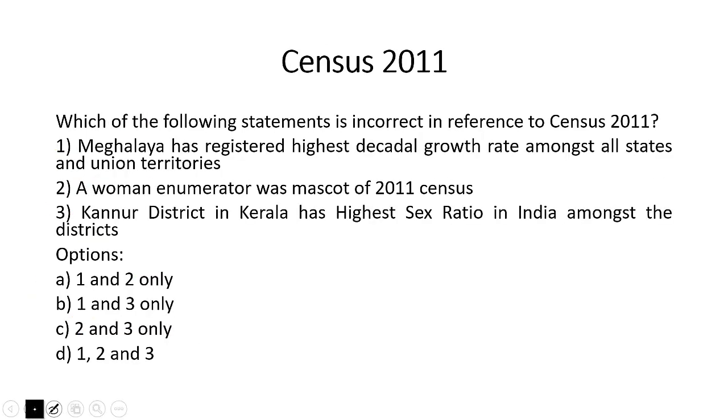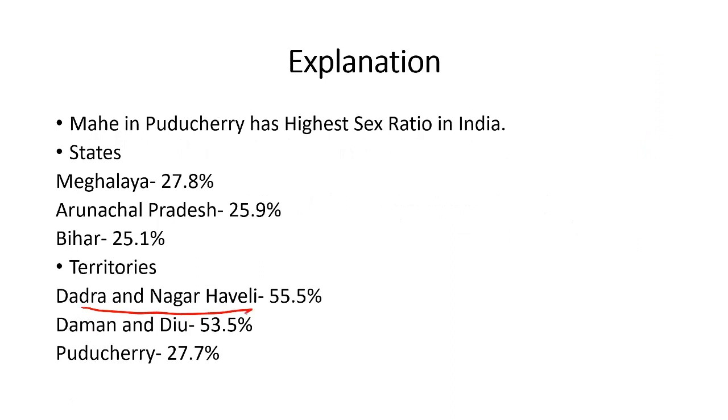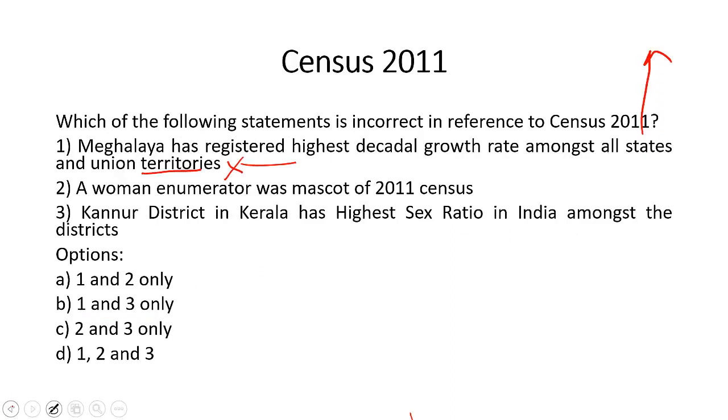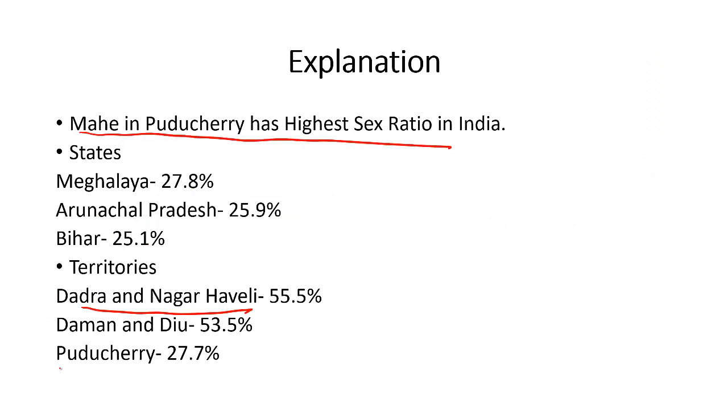Census 2011 question, because we discussed population today. Meghalaya has registered the highest decadal growth rate amongst all the states and union territories. No. Yes, amongst the states it has recorded the highest decadal growth, but amongst the union territories it is Dadra and Nagar Haveli with 55.5% decadal growth rate. A woman enumerator was the mascot of the 2011 census, correct. Kannur district in Kerala has the highest sex ratio in India amongst the districts. No, this statement is wrong. So which of the above statements are incorrect? 1 and 3. Both these statements are incorrect. Mahe in Puducherry has the highest sex ratio in India.